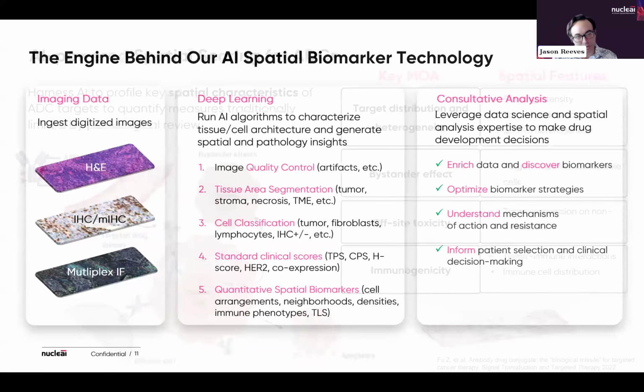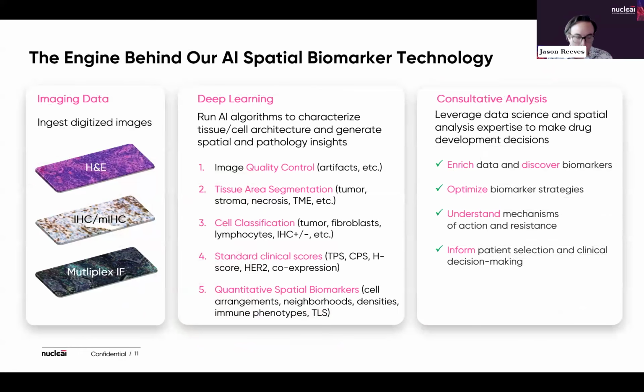As we move through this, the way that Nucleai builds our AI models, again, we're platform agnostic in terms of the imaging modality, but we build models through deep learning, through pathologist-driven annotations in many cases. And sometimes we do deep learning based on adjacent stains to try to augment what a pathologist might be able to annotate on a given stain itself.